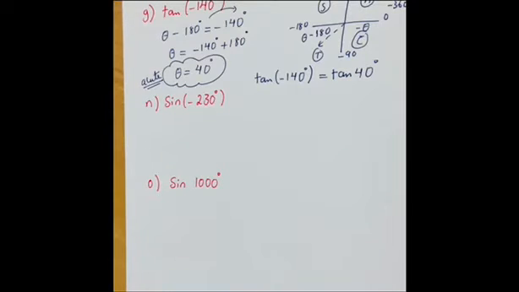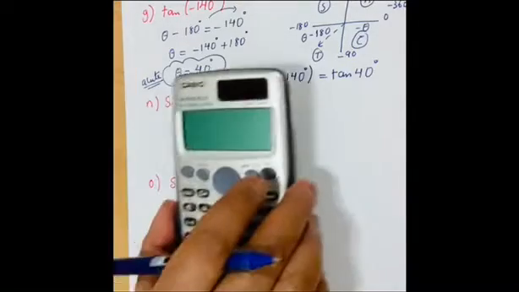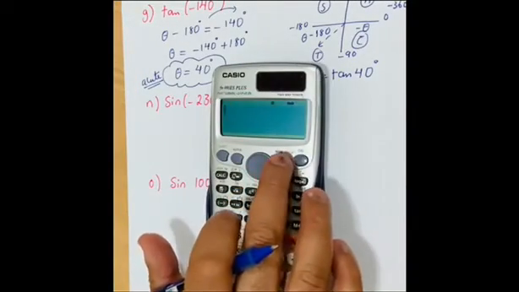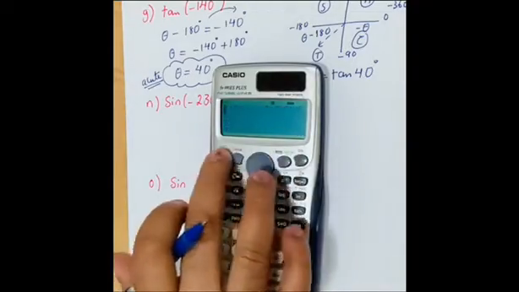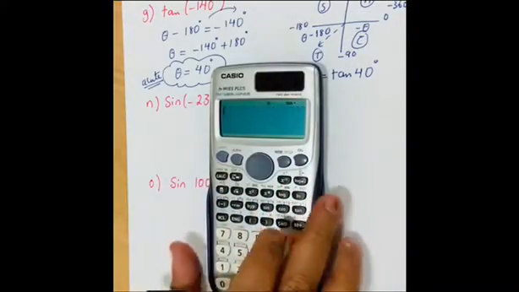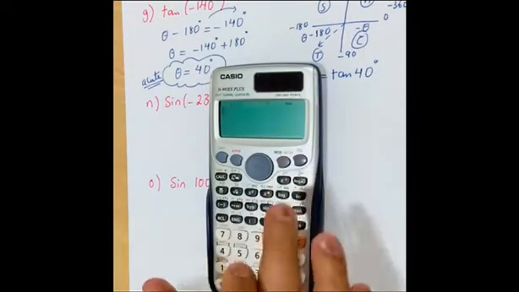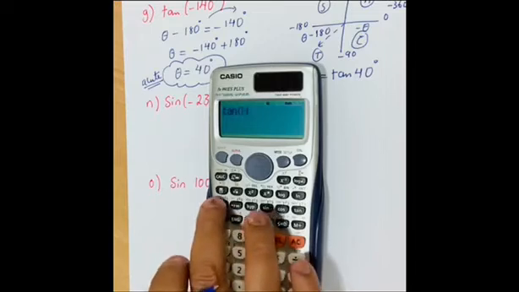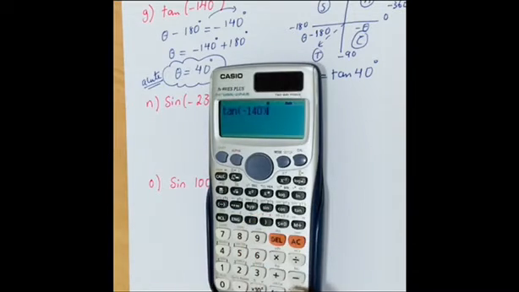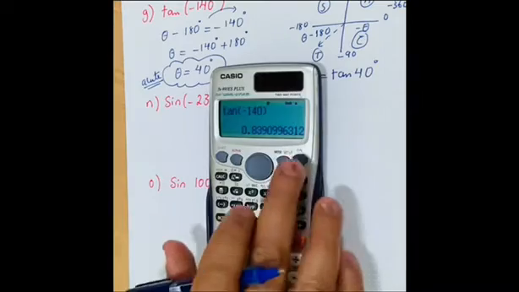And you can check that easily. Is tan of negative 140 the same as tan 40? I'm going to show you now on the calculator, but we have to change the calculator mode into degrees. Now, tan of 40 is equal to this value, 0.8390999, and tan of negative 140 is exactly the same answer. See, 0.83909963.